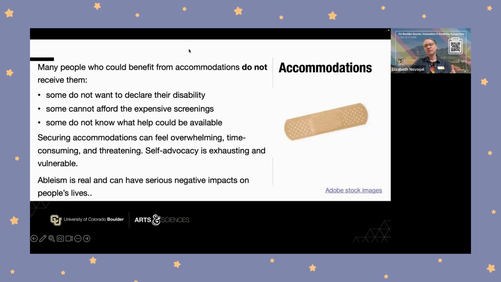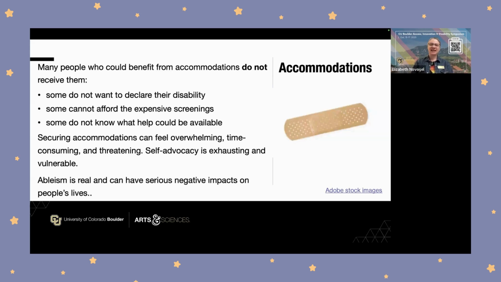There are, though, and I think people have mentioned that this week, people who could really benefit from accommodations in the neurodivergent world, in the disabled world, and beyond, who don't receive them. Some of the reasons for that, at least for those who may identify as either disabled or neurodivergent, is they don't want to declare their disability. They don't want to identify that way. They don't want to deal with the bias. They can't afford to get the documentation required, or they don't know how. It's inaccessible in some way. And they also don't know what kind of help could be available. I'll leave it at that.